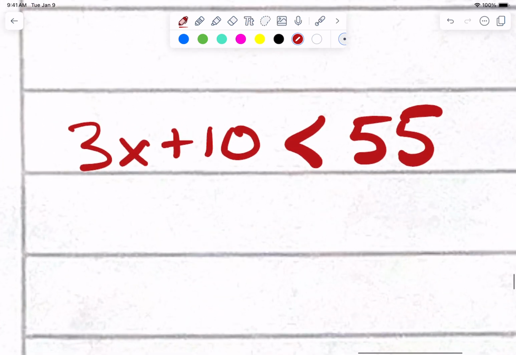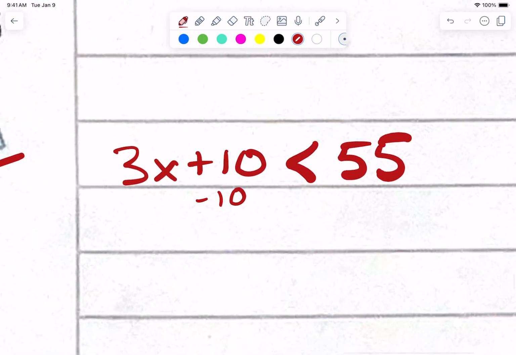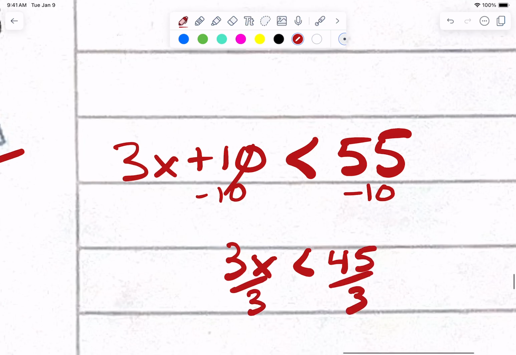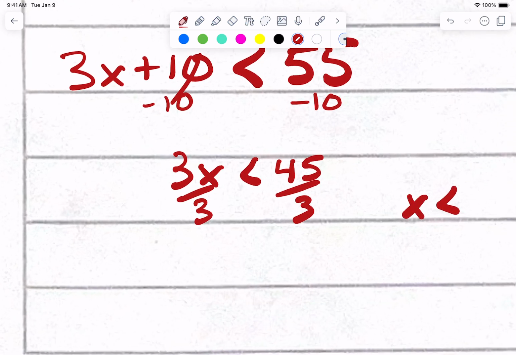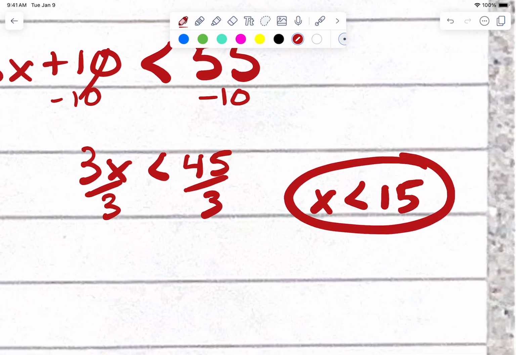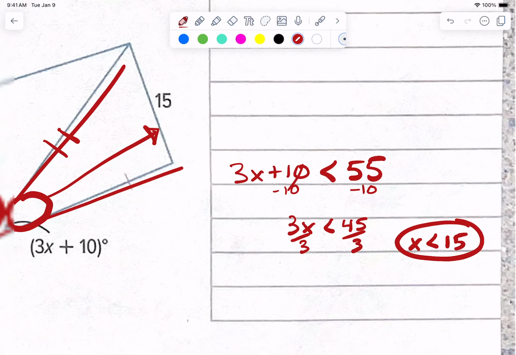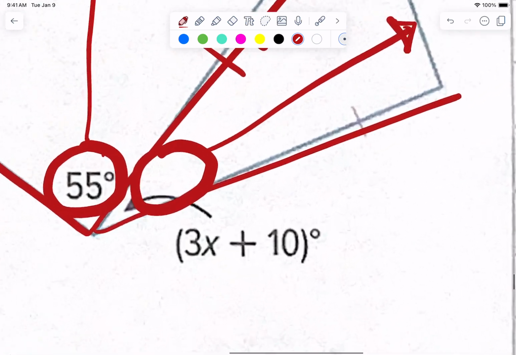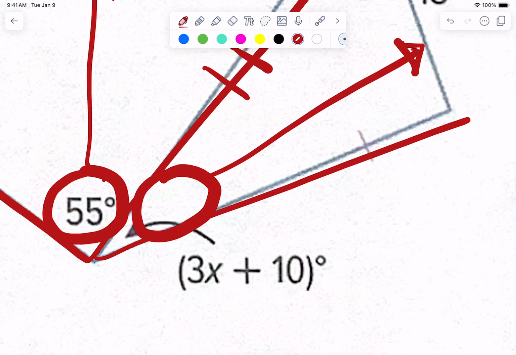Yeah? Okay. Now, let's subtract 10. Hold on to that thought, Brian, just wait. 3x is less than 55 minus 10, which is 45. What's 45 divided by 3? 15? Okay, x has to be less than 15. Now, here's the tricky part. Are you ready? We're dealing with this as an angle, and we're saying x has to be less than 15, right? We don't have to worry about 180 because it's already going to be less than that.